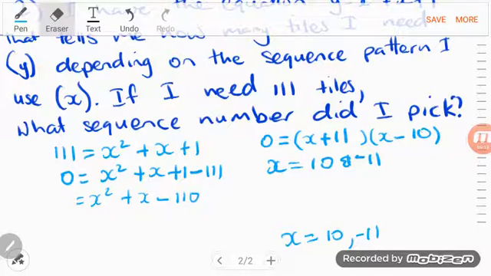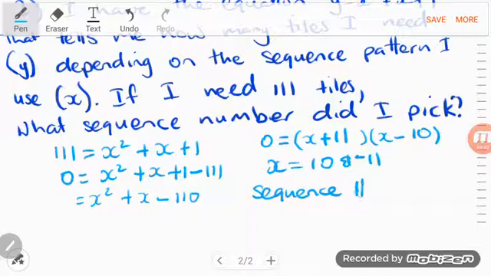Cool. But we still haven't answered our question. The question is, what sequence number did I pick? Well, we've got negative 11. We don't have a negative sequence number, but we do have positive sequence numbers. So using logic, it's going to be 10. Sequence number 10 was picked.